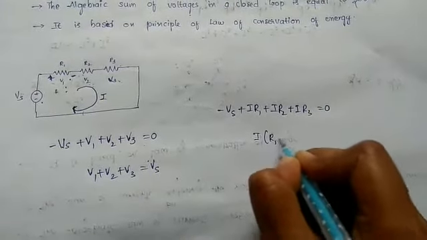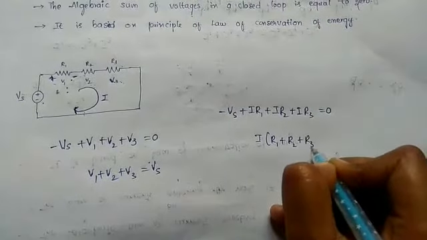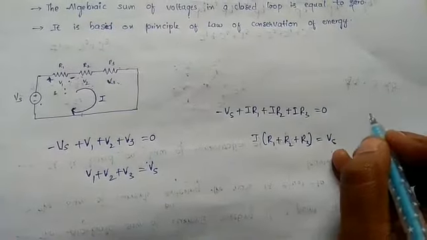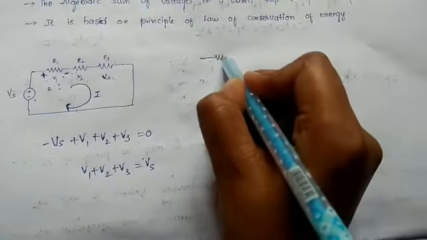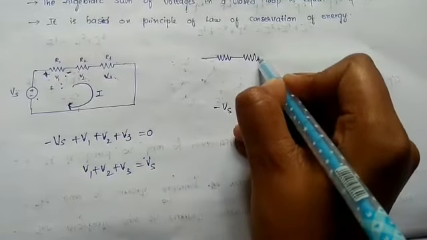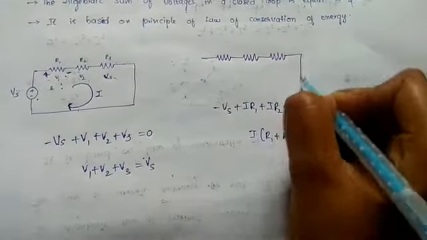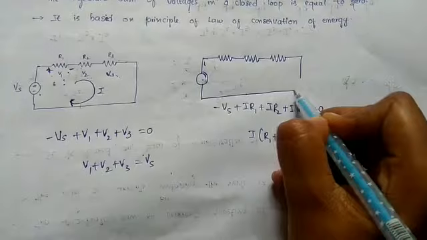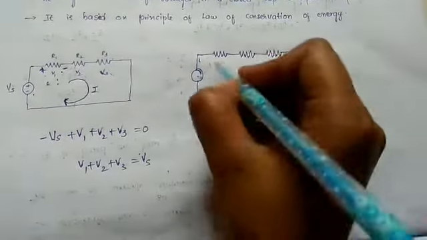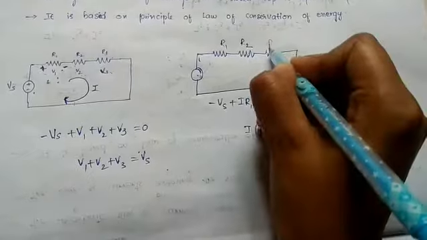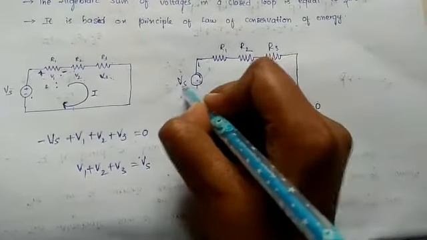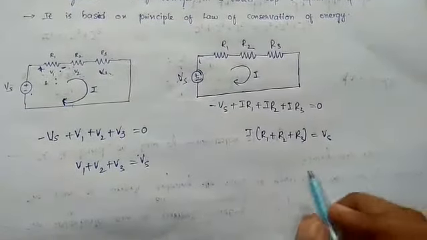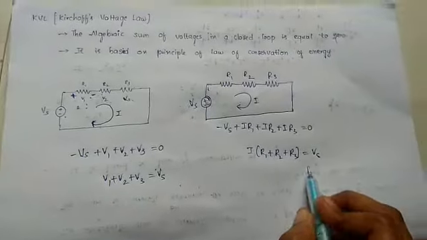I into R1 plus R2 plus R3 is equal to Vs. This is also a KVL equation. Then we have considered the circuit like this. Means we are not directly considering the voltages. We considered only the resistances R1, R2 and R3 with Vs voltage, and I amount of current is flowing in the circuit. Then the KVL equation is this.